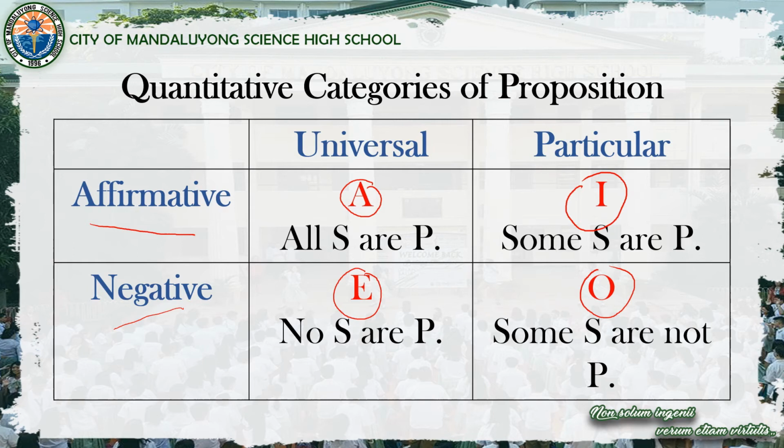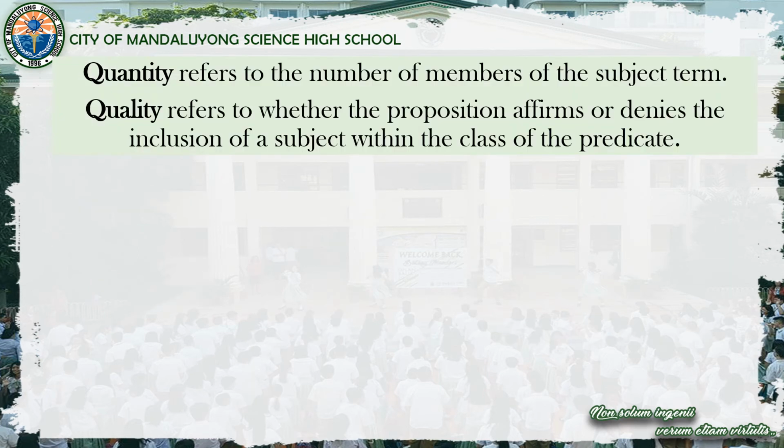And below are the categorical propositions and the quality represented by each proposition. So, we have here all S are P, some S are P for I, no S are P, and then some S are not P. Okay, so each time we state a proposition, whether that is an affirmation or a denial of the inclusion of a class, partially or wholly, we are expressing the quality of a proposition.